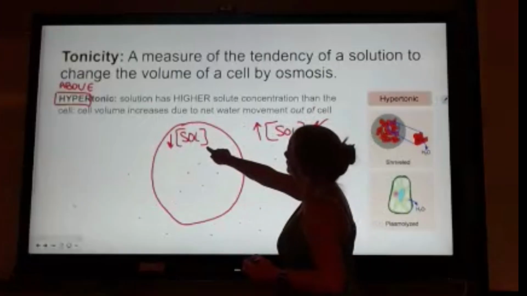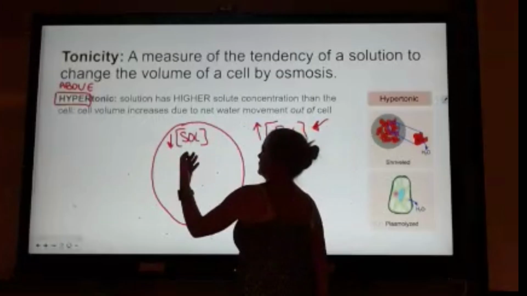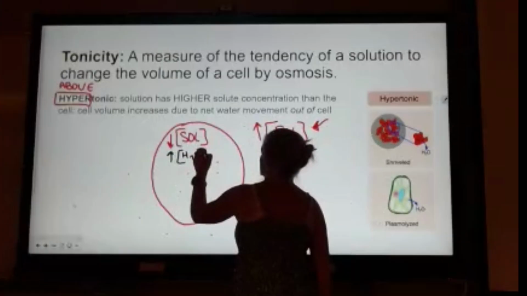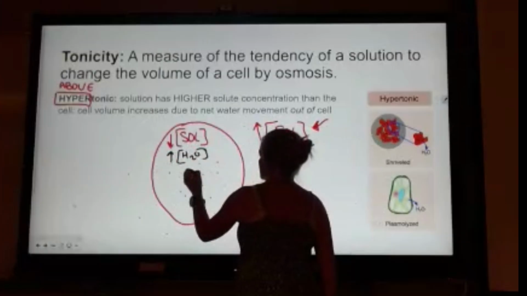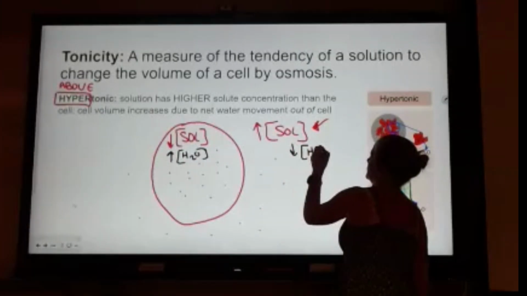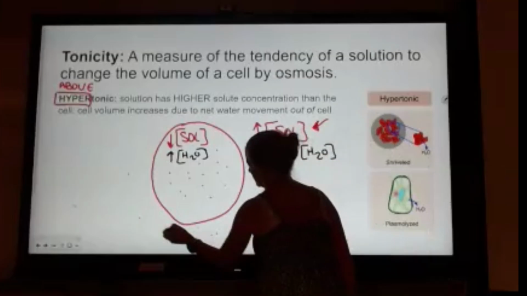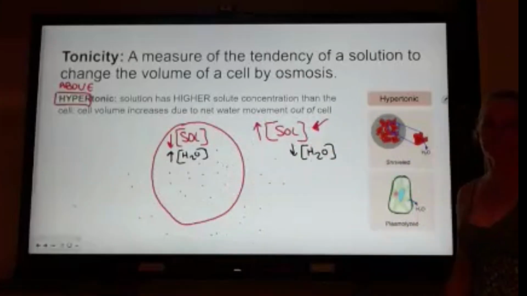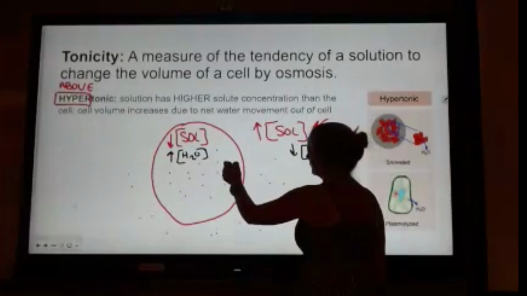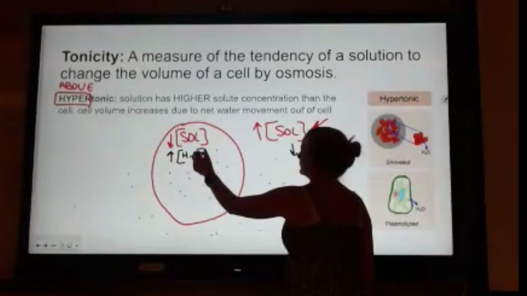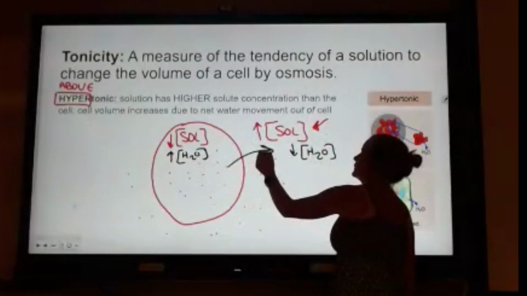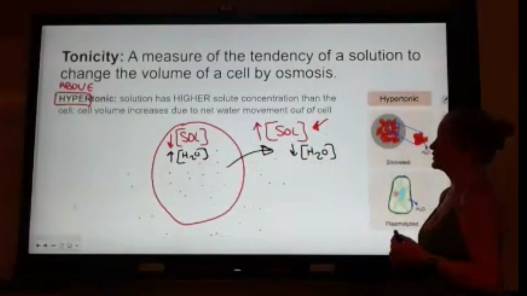If we have a lower solute concentration inside the cell, that means our concentration of water is going to be higher. And then outside the cell, we'll have a lower concentration of water. In this case, our water molecules are going to want to equalize the concentration inside and outside the cell. So we're going to see a net movement of water molecules out of the cell to get that water concentration equal.